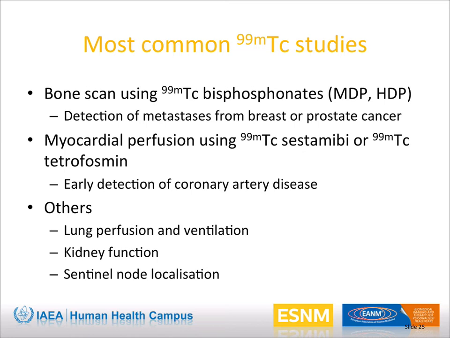but there are other uses as well. Myocardial perfusion imaging is an area that is still growing with the two technetium-labeled complexes, sestamibi and tetrofosmin. This is very good for detection of coronary artery disease and risk of future problems. In most departments, these two studies make up well over 50% of the volume of nuclear medicine. Other studies include the emergency lung perfusion and ventilation study for diagnosis of pulmonary embolism, kidney function studies, and sentinel node localization prior to surgery.